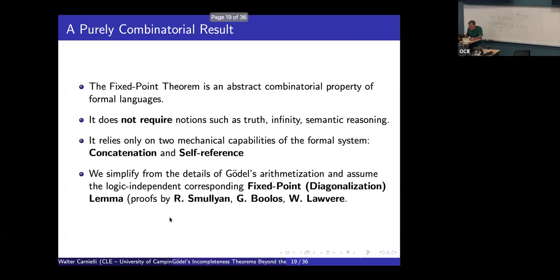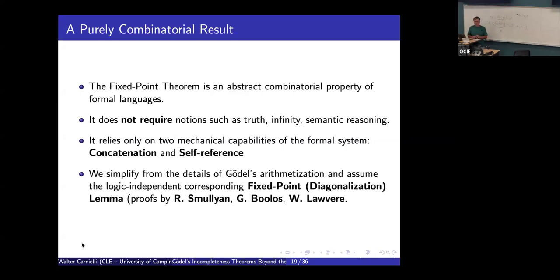And this is a combinatorial theorem. I'm going to assume it because there are several proofs of this diagonalization, by Smullyan, by Boolos, even by Lawvere using category theory. So this is a very basic combinatorial property of a formal language. It does not really depend on connectives, does not depend on quantifiers. It depends on properties of the formal language. It's a fixed point or diagonalization lemma. I can assume it and start from it because changing a logic is not going to interfere with diagonalization, with the fixed point. So I can assume it, and it is valid for any kind of logical modification.